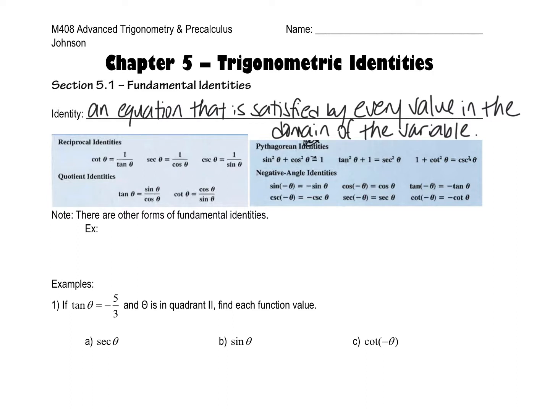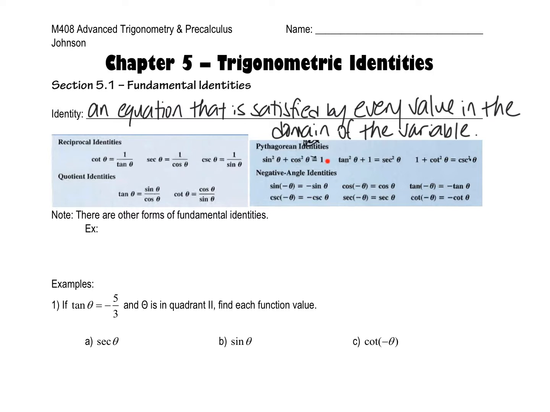But we have this thing called an identity, and it's an equation like this one that should look familiar to you. We're going to talk more in depth about where these equations come from and why they are what they are. You just have them memorized, but you probably don't know why or what they're for. This is the chapter that they're for. It's an equation that's satisfied by every value in the domain of the variable. So it's always true, basically.